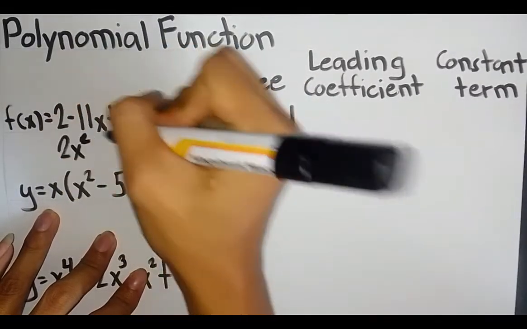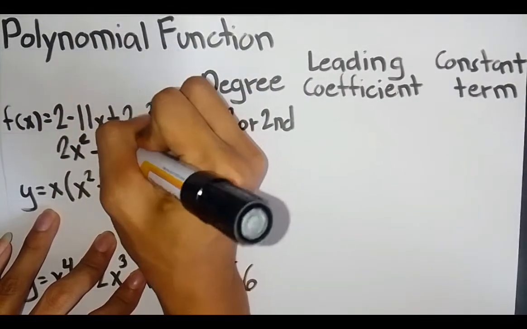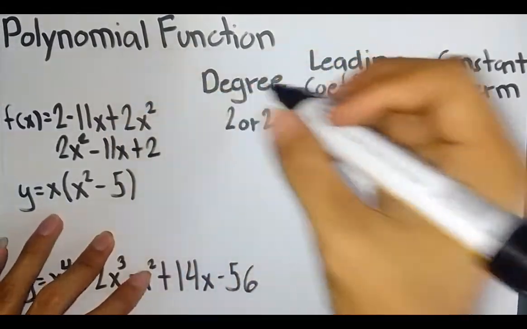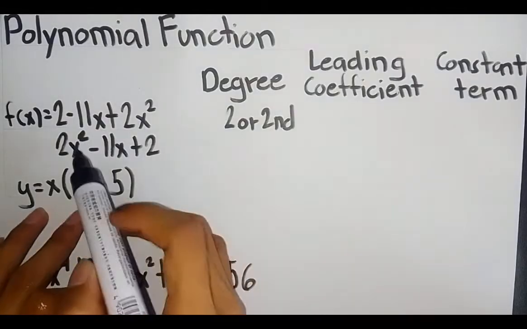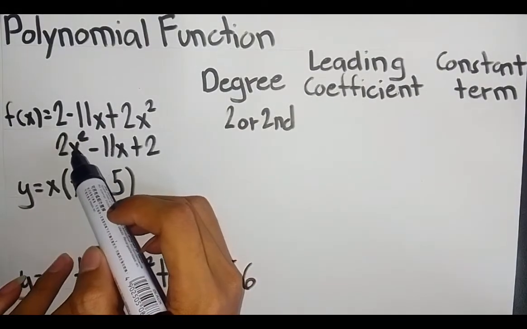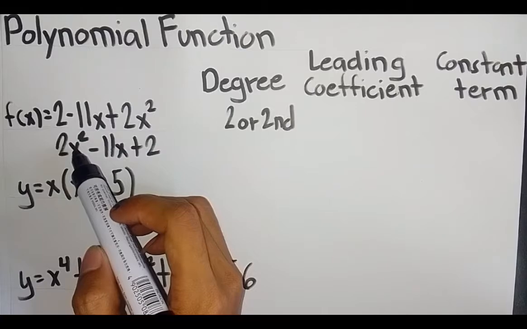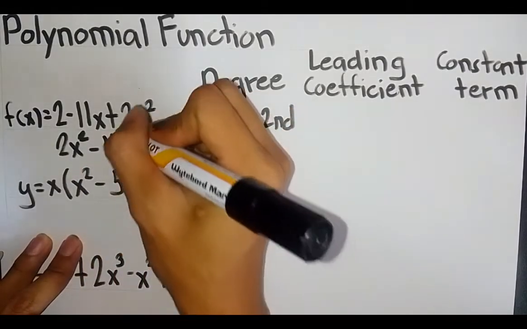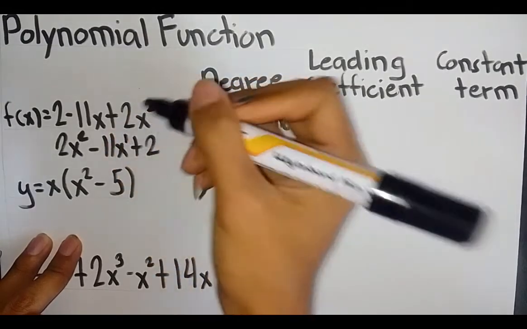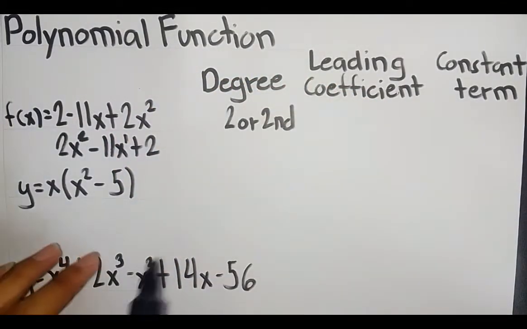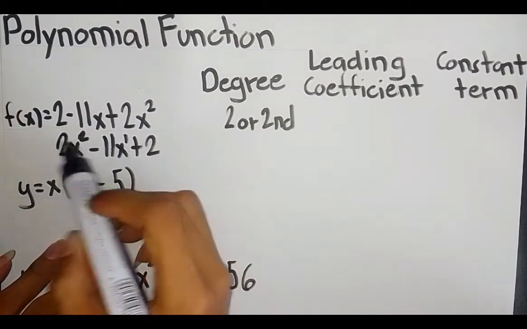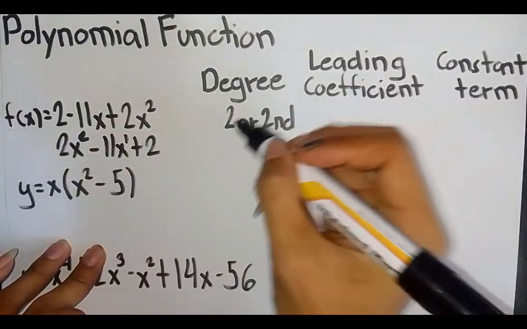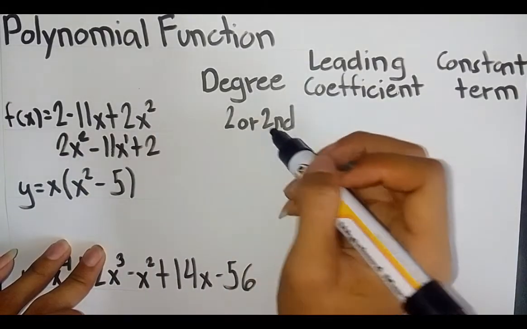2x squared minus 11x plus 2. So the degree is the highest exponent of the variable. This variable has an exponent of 2, and this other variable has an invisible 1. So our degree is 2 because our first, highest exponent is 2. So our degree is 2, or second.